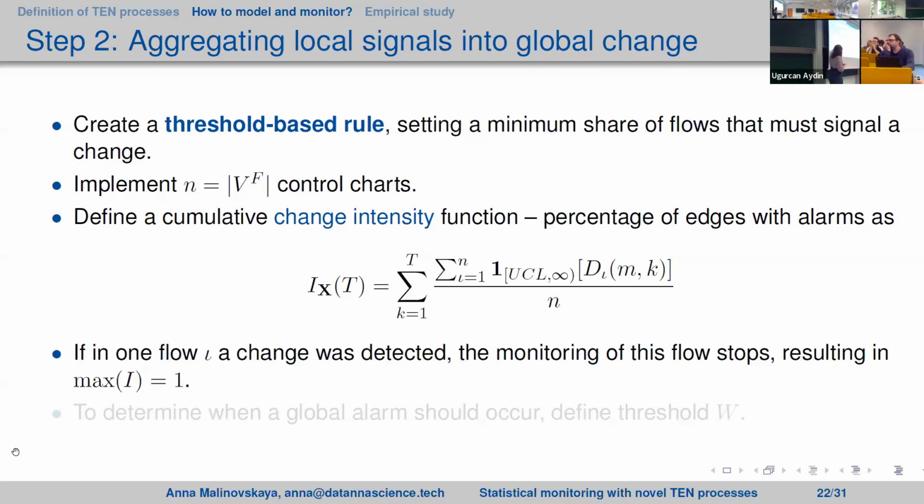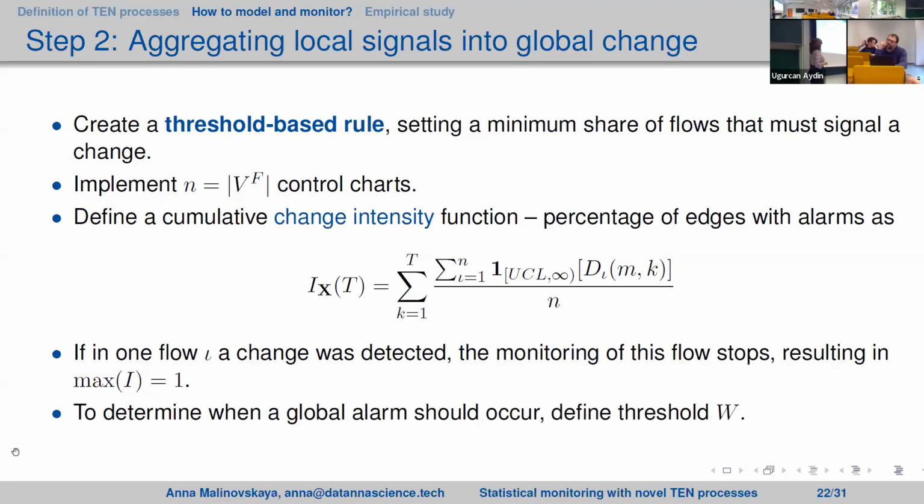As soon as one flow iota has a change or an alarm, we drop it from the monitoring, so that this intensity function's maximum can only be 1, because we normalize it by the number of flows. So the total number of changes is the total number of flows we have, and by normalization we can expect the maximum to be just 1. For the empirical study, for example, we set the threshold to 0.2. So around 16 flows in the empirical case need to flag so that we say there is an alarm.